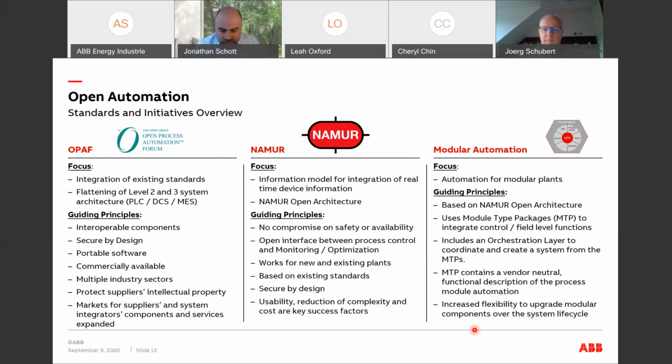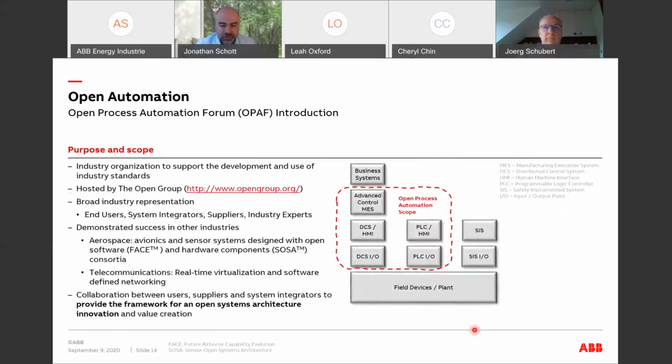It also defines an orchestration layer, and it provides the flexibility to rearrange your production modules as you want without reprogramming the whole system. But now let's head into details of the OPAF. So once again, what is the OPAF?